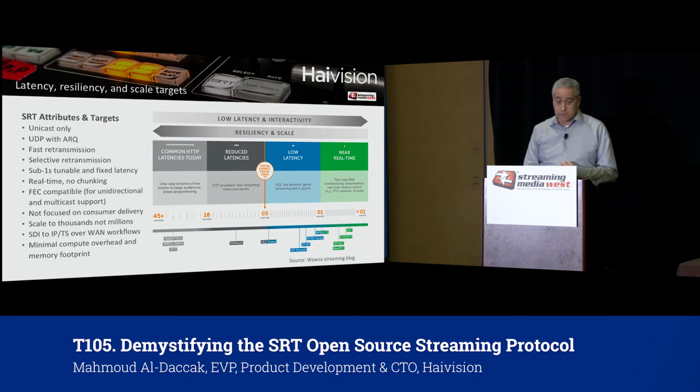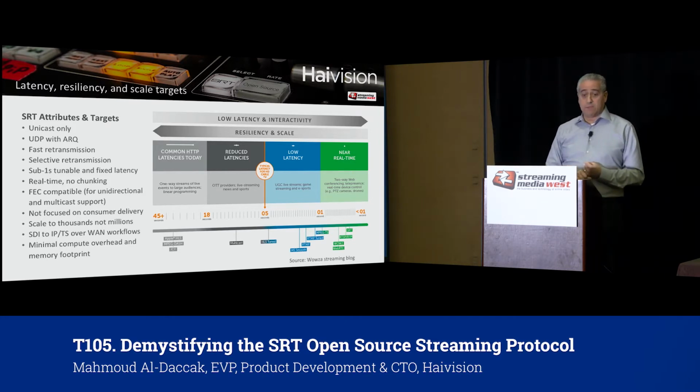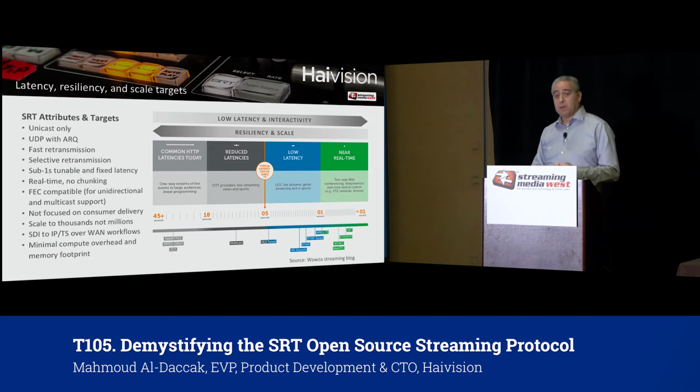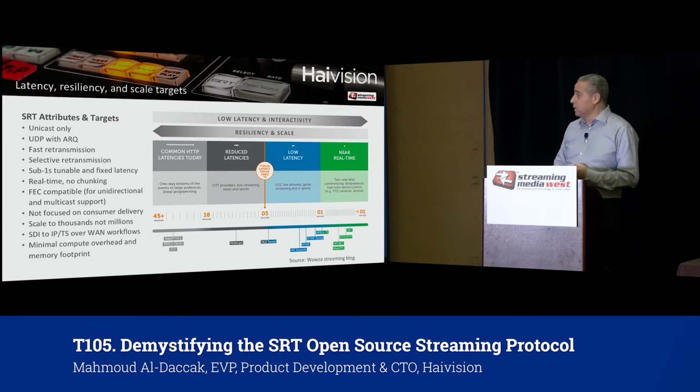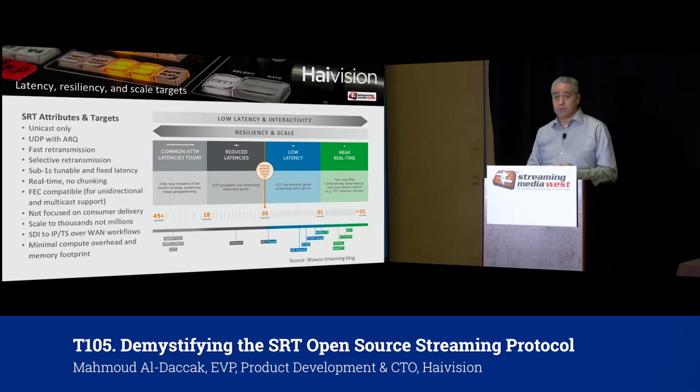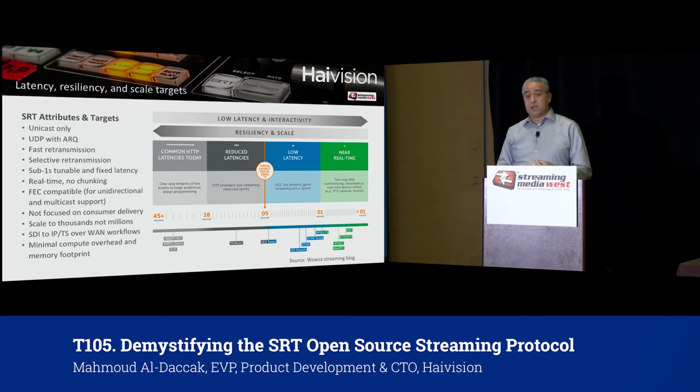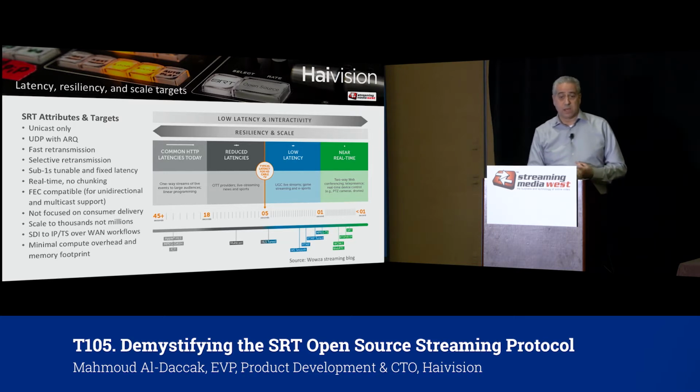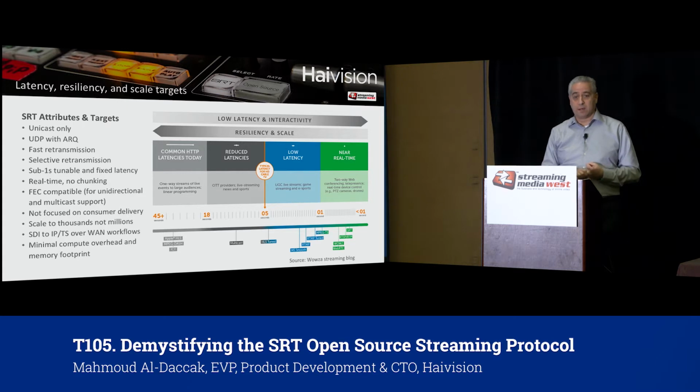So SRT is unicast. It's running over UDP, leveraging ARQ, which is automatic retransmission request. And with that, we have a lot of tuning in the protocol so that we do fast retransmissions. There's a lot of optimization on how we do the retransmission. We have selective retransmission. Sometimes it's too late to get that packet, forget it.